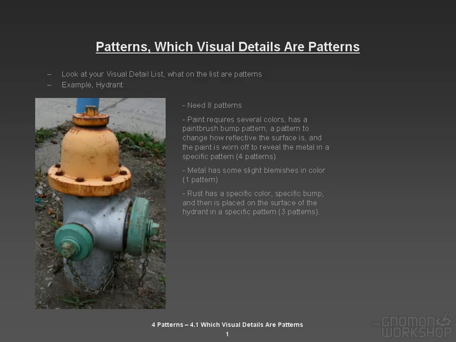Then the metal has one pattern for the slight blemishes in the color, and we don't really need anything more specific than that because there isn't a lot of metal in this example. Then the rust has a specific color, it has a specific bump, and it's placed on the surface in a very specific pattern, which gives 3 more patterns. So once again, that is a total of 8 patterns we'll need in order to make this.